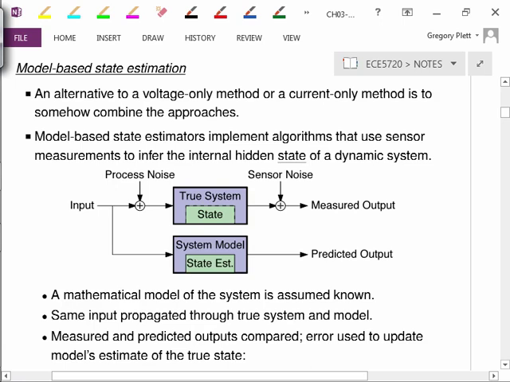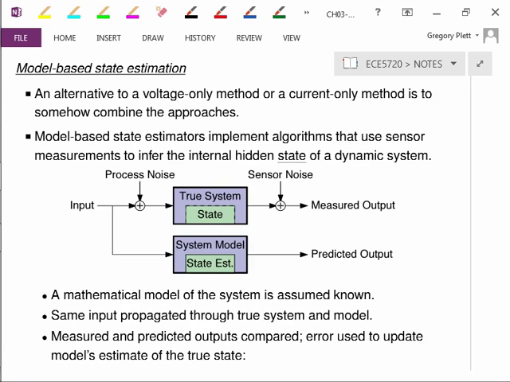So I keep talking about feedback. We want to use current and voltage. The current-only approach doesn't work. The voltage-only approach doesn't work very well. But those are the only sensors I have, so I need to use both. I need to find a way of using current and voltage together in a feedback situation to come up with a better estimate. And this is what I call model-based state estimation.